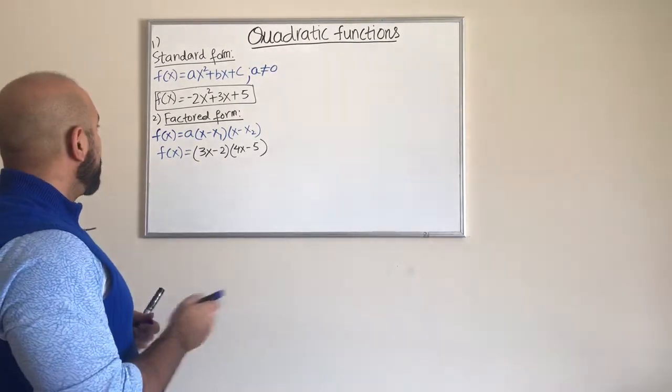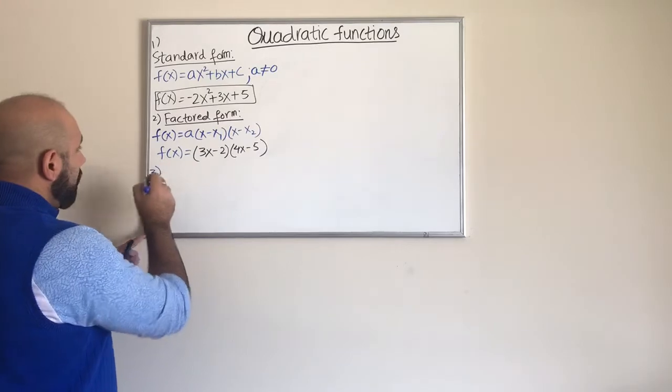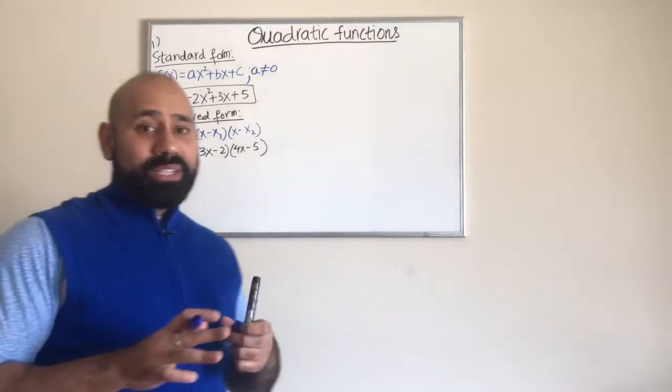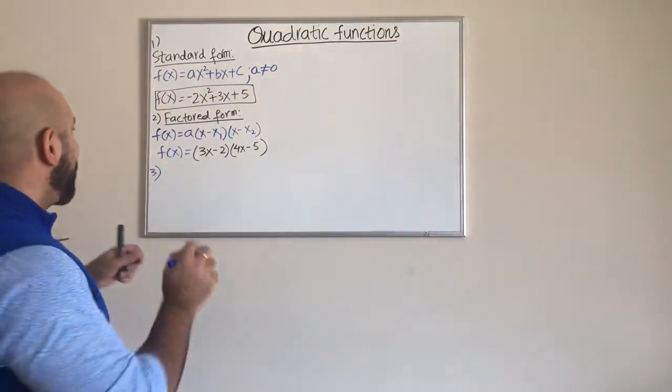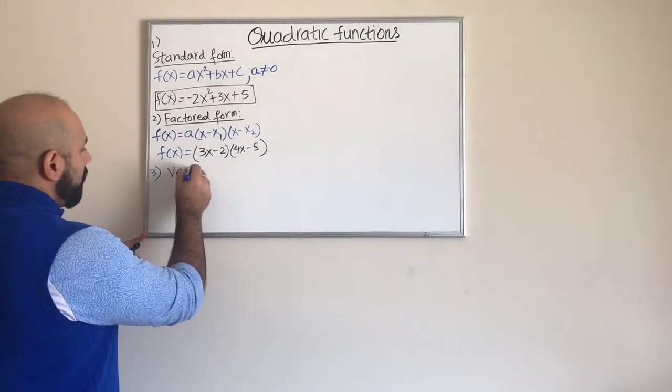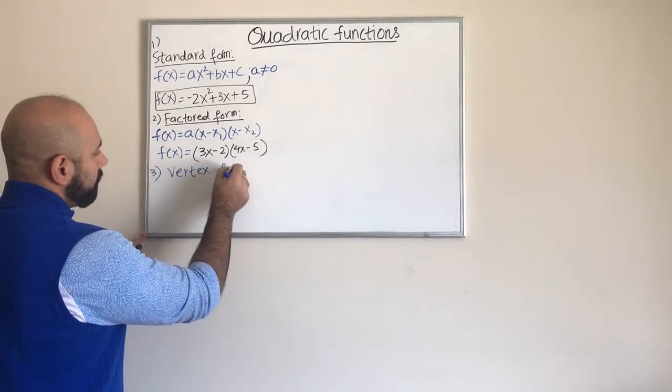Okay, then the third one, which is also very useful and important in so many different ways, is called the vertex form. The vertex form.